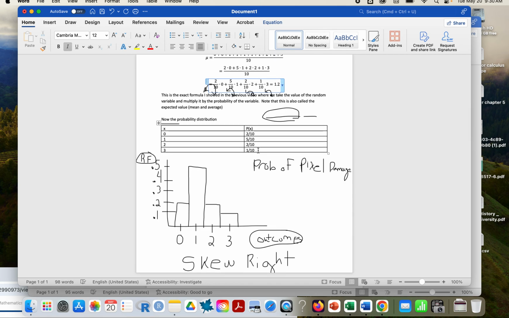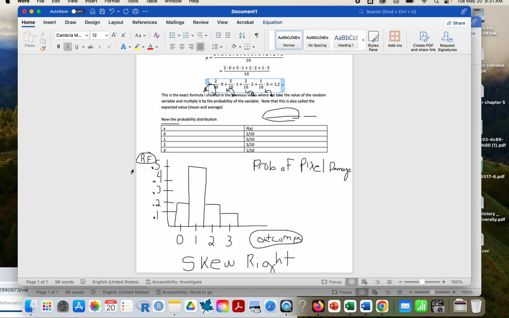So if I draw the relative frequency histogram, and remembering to label my axes as well as to give a title, I'm going to end up with 0.2. I'm going to end up with 0.5, 0.2, and then 0.1. Now, a few comments.